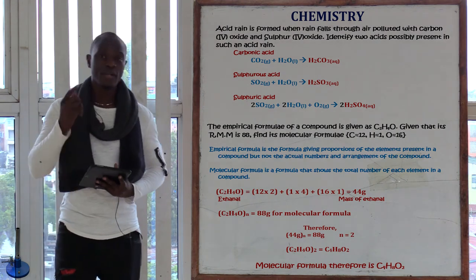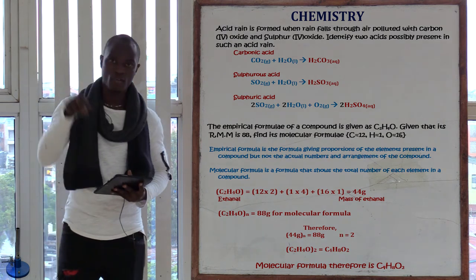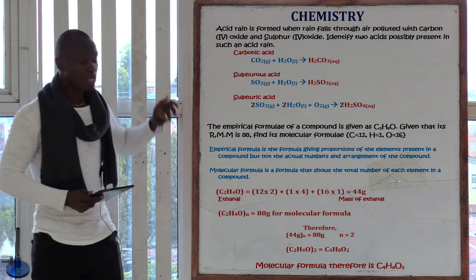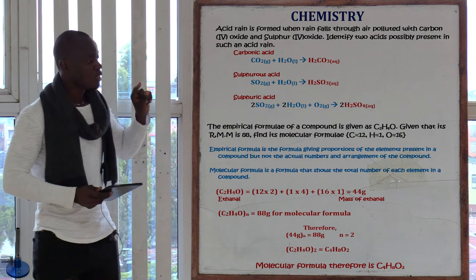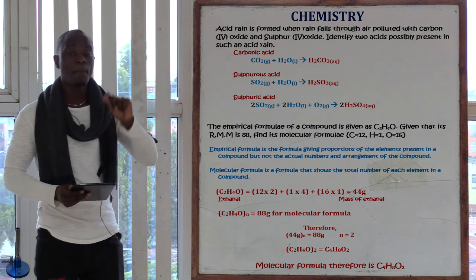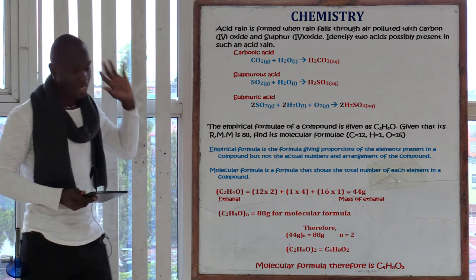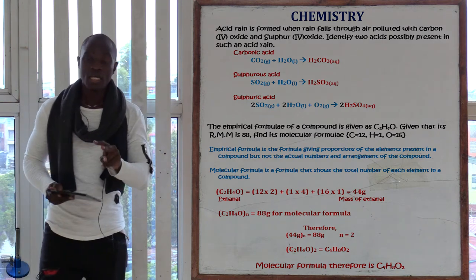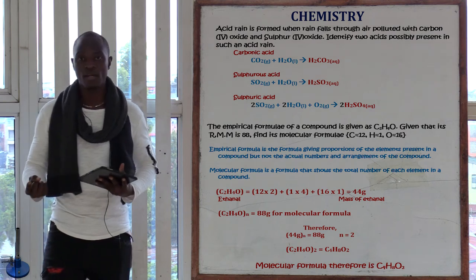So having known the value of N, which is 2, we are going to say that this empirical formula, which is C2H4O, we are going to multiply everything by the 2 that we have gotten. If we do that, we are going to get the molecular formula. So that's how we get the molecular formula.